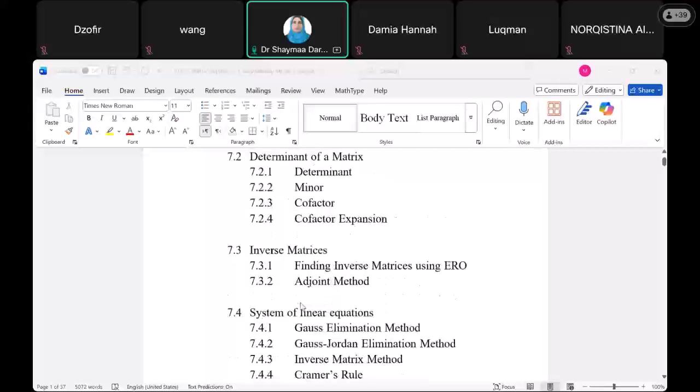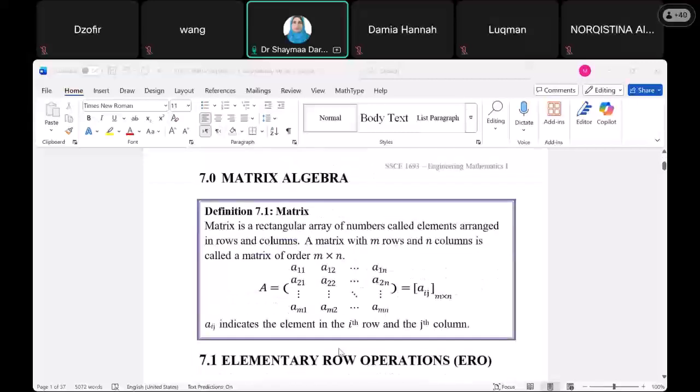So let's start with the definition of a matrix. What is the meaning of a matrix? A matrix is an arrangement of numbers. We have rows and columns here. This arrangement of numbers we call a matrix. An M times N matrix means that it has M rows and N columns. We have M rows, from 1 until M, and N columns.